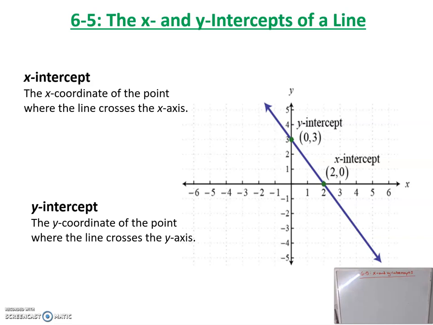Again, x-intercept is intersecting the x-axis. The y-intercept is the y-coordinate of the point where the line crosses the y-axis. So again, all I'm doing is asking myself, where does this line cross the y-axis? So when I look here, if I go from top to bottom, this line crosses the y-axis at +3. So the y-intercept for this line would be 3.